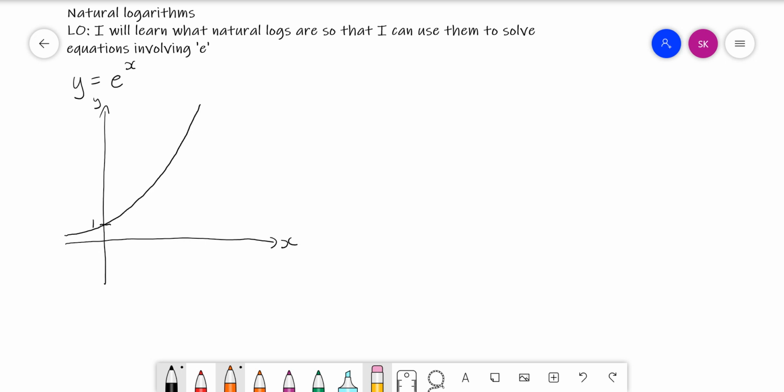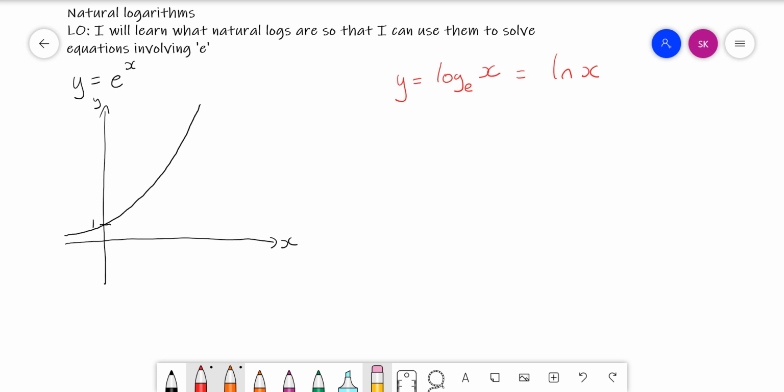Today, we're going to look at logs with the base of e. So if we take the log with base e of x, this is called a natural logarithm, and it's shorthanded to ln x. So ln x is actually on your calculator. It's next to the log button that you've been using so far, and it just means log with base e of x.